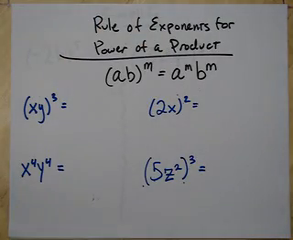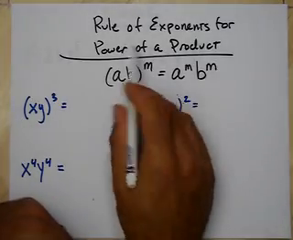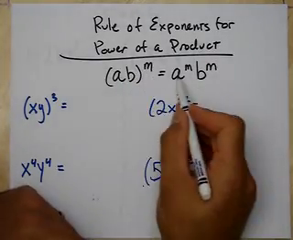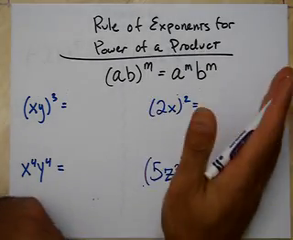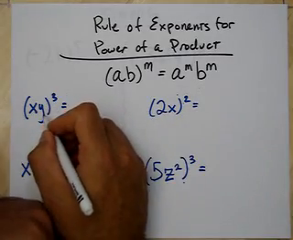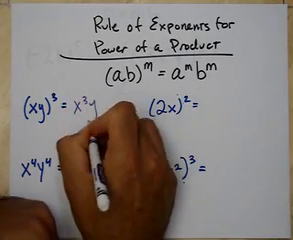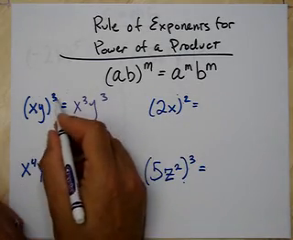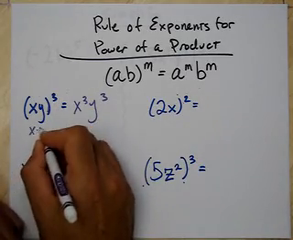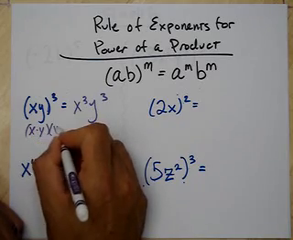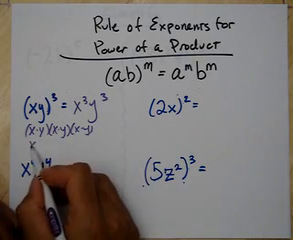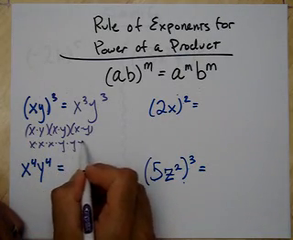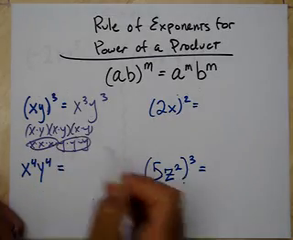So what about the power of a product? Well, let's see. xy to the third. This is telling us that ab to the m is the same thing as a to the m, b to the m, or a to the m, b to the m is the same thing as ab to the m. Watch. xy cubed is the same thing as x cubed y cubed. Why? Well, what is xy cubed? The 3 is attached to the parentheses. This is x times y inside the parentheses times x times y times x times y. By commutativity, I can write it as x times x times x times y times y times y. So I have 3 of those x's and 3 of those y's.